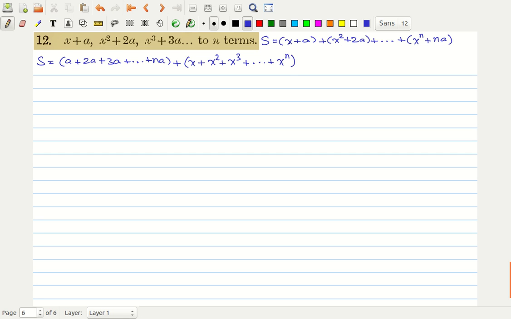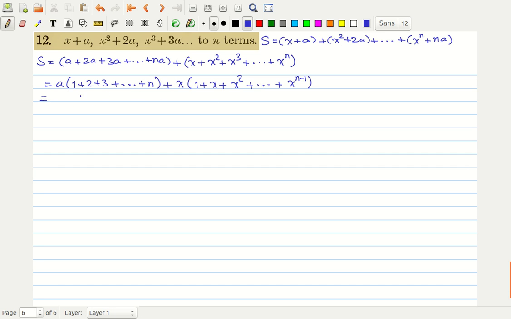All I have done is just rearranged this addition so that we have one arithmetic progression and one geometric progression. So this is a, if you take one a common out, you get 1 plus 2 plus 3, and all you have is the sum of n natural numbers. And if you take x common out here, you have 1 plus x plus x square plus up to x to the power n minus 1, right.